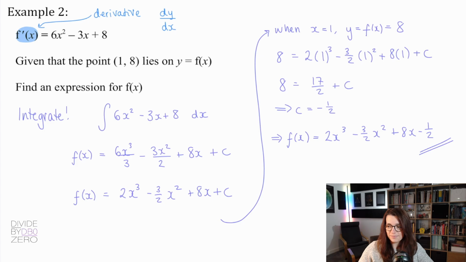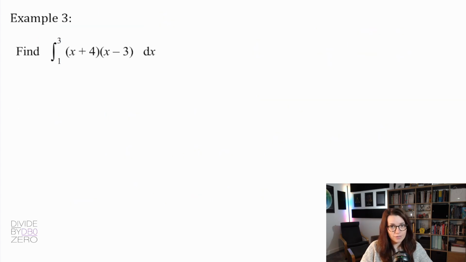And we're finished. Last example, and we have a definite integral here. Find the integral of x plus 4 times x minus 3 with respect to x with the limits 1 and 3. So what I would do first is expand those brackets. x squared minus 3x plus 4x minus 12. Simplify: x squared plus x minus 12. And then go ahead and integrate.